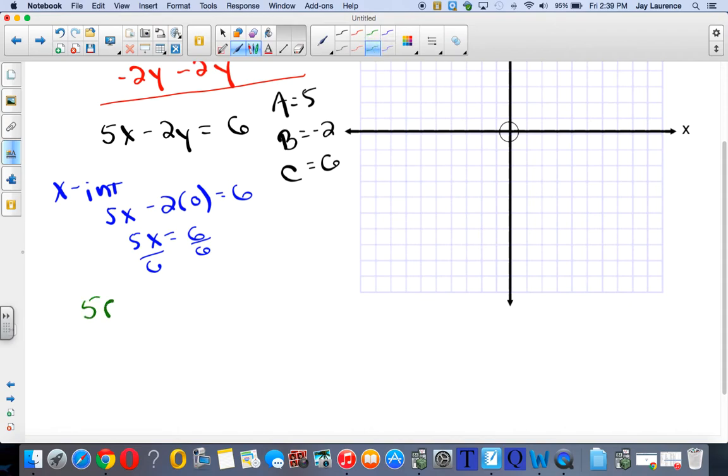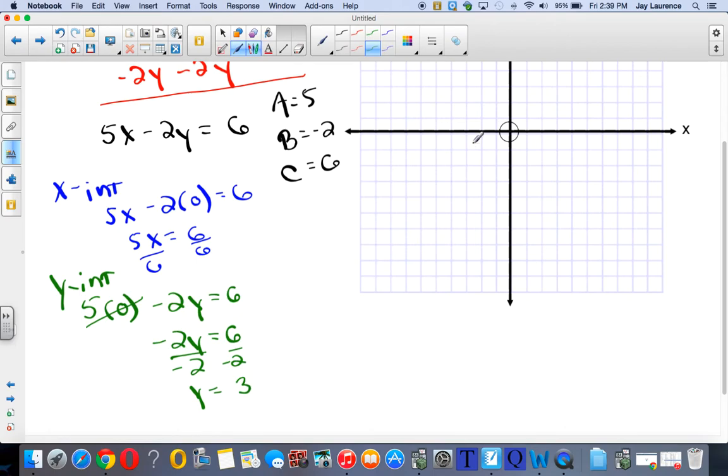So I'm going to go 5 times 0. This is for the y-intercept, sorry. Y-intercept, 5 times 0 minus 2y equals 6. Those are going to cancel. -2y is going to equal 6. Divide by -2. Y is going to equal -3. So 1, 2, 3, there we go. 0, -3, oh, -3. Should be a -3 there. Sorry about that.